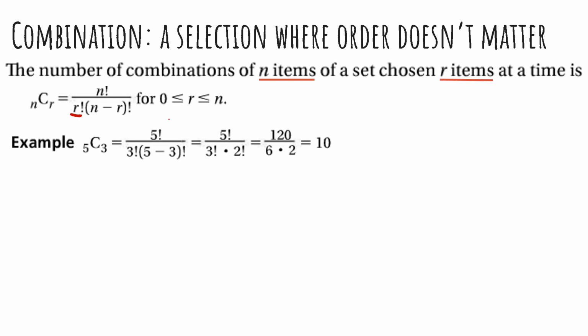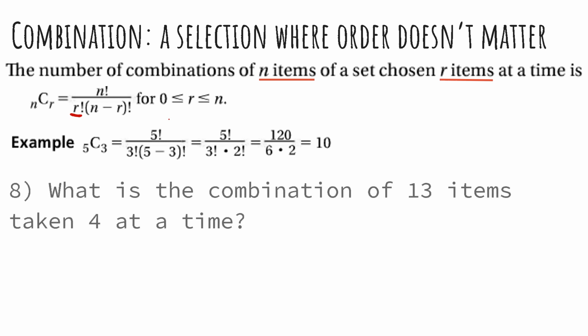For this one, they ask, what's the combination of 13 items taken 4 at a time? So we want 13 combination 4. n is always bigger than r. So we're going to do 13 factorial in the top, and this one has the extra r factorial, so we want 4 factorial in the front, and then we also do 13 minus 4 factorial in the bottom.